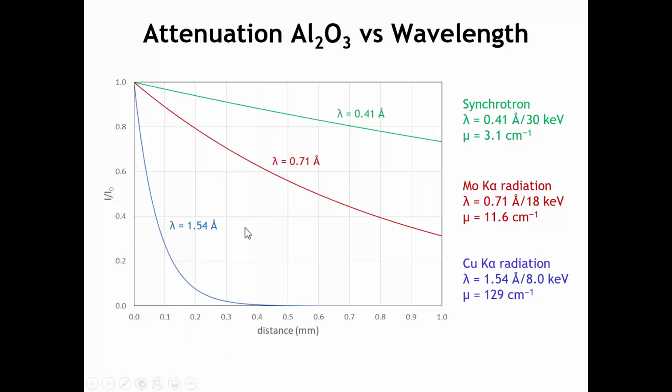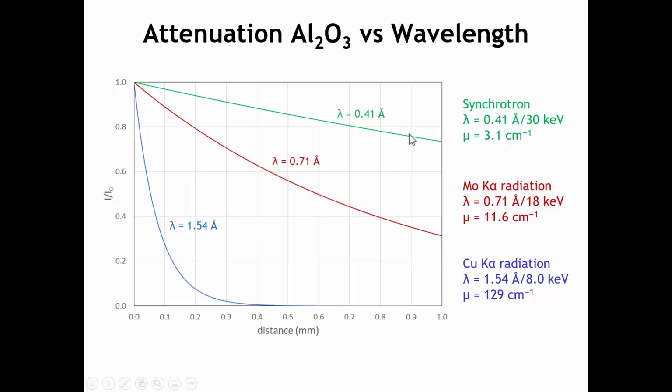So if instead of using a copper X-ray source, we were to use a molybdenum X-ray source, and this is pretty common, and in fact, it's the most common source you see for single crystal instruments, then all of a sudden the absorption goes down quite a bit. So even after the X-rays have traveled through 1 millimeter of aluminum oxide, they're still only about 70% attenuated.